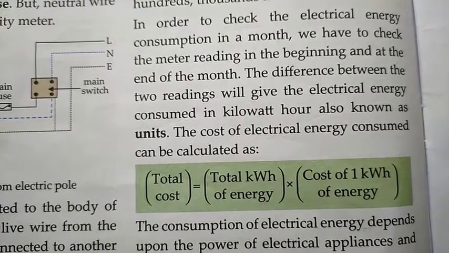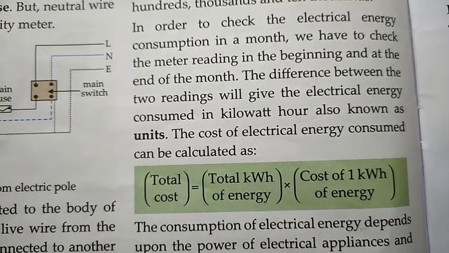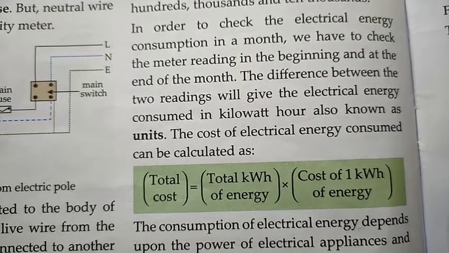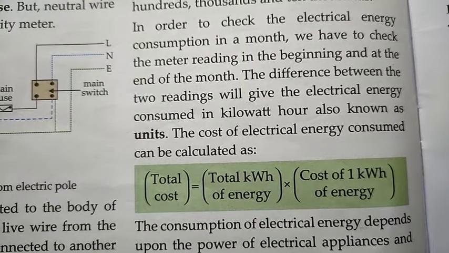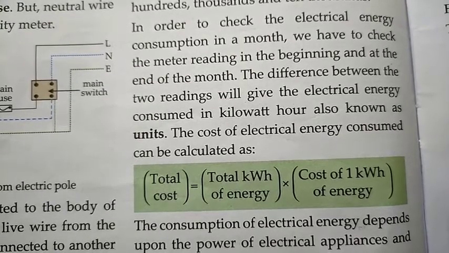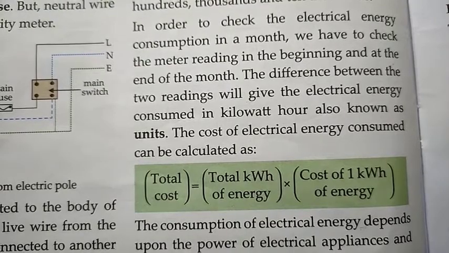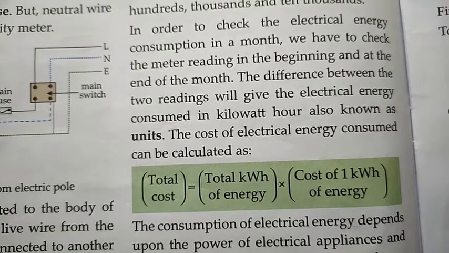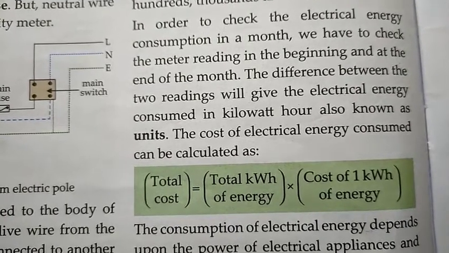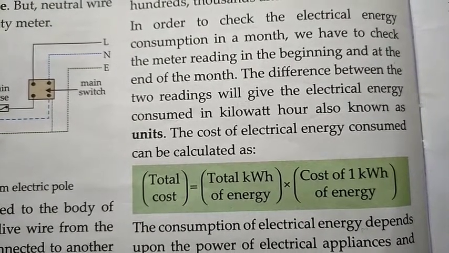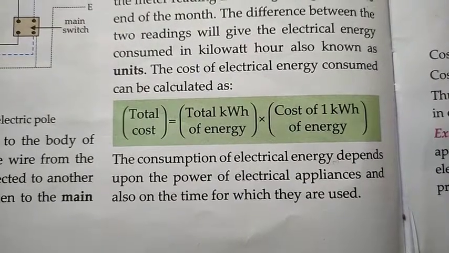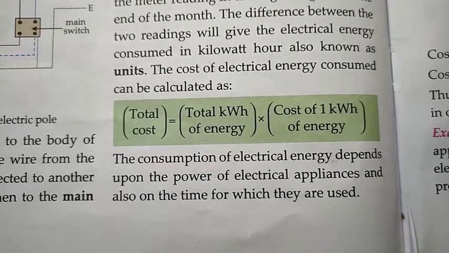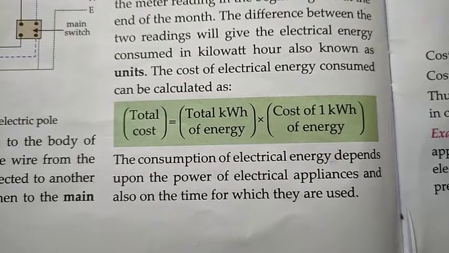Now to check the electrical energy consumed in a month, we have to check the meter reading in the beginning and at the end of the month, and the difference between these two readings will give the electrical energy consumed in kilowatt hour, which is also known as units. So the cost of electrical energy consumed can be calculated as total cost equals total kilowatt hour of energy times cost of 1 kilowatt hour of energy. So this consumption of electrical energy depends upon the power of electrical appliances and also on the time for which they are used.